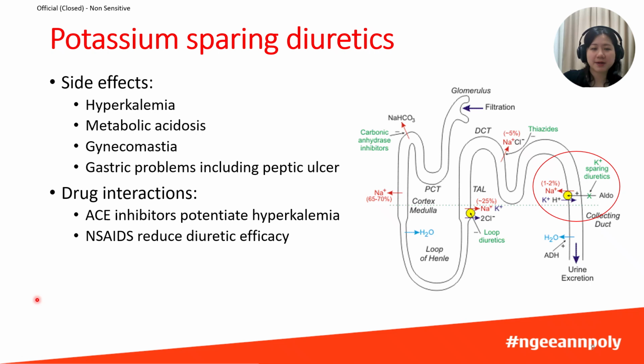Since potassium-sparing diuretics and ACE inhibitors both cause hyperkalemia, they should not be given together as the risk of hyperkalemia would be increased. As previously mentioned, NSAIDs may reduce the efficacy of diuretics.